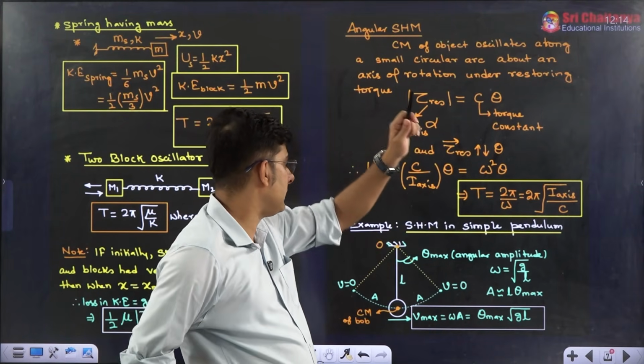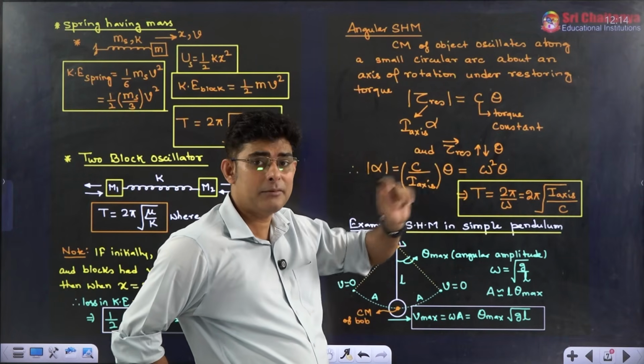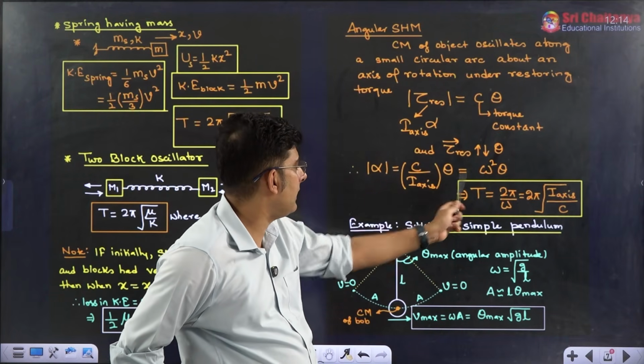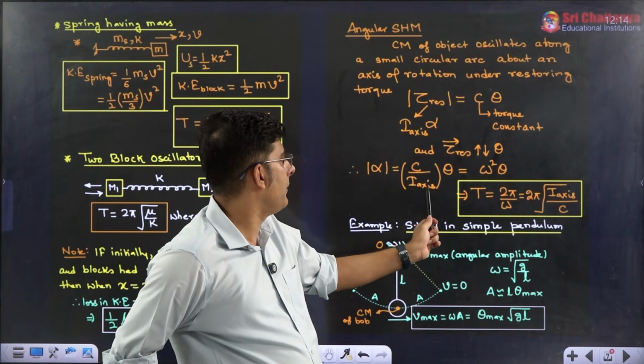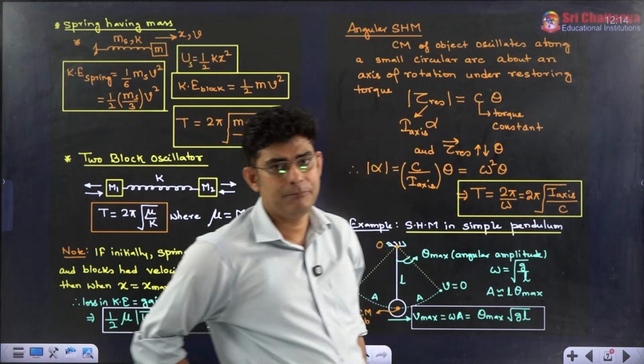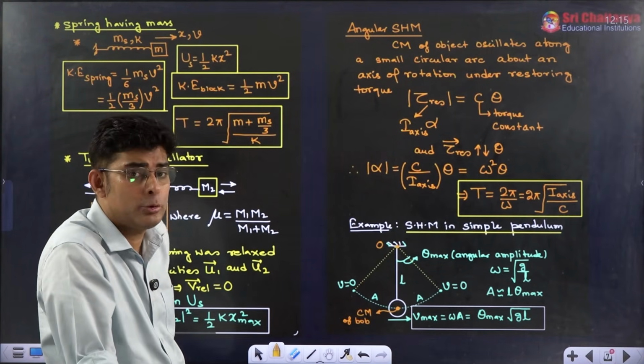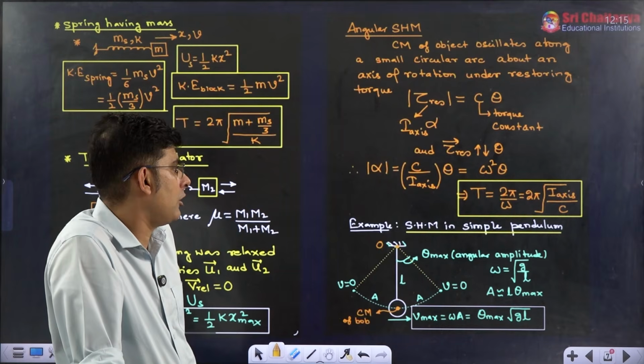See the analogy. There it was k by m. K becomes force constant, becomes torque constant, mass becomes moment of inertia. So omega square is c by I. So omega will become root c by I. Time period will become 2 pi under root I by c. So 2 pi under root moment of inertia about the axis of rotation divided by the torque constant.